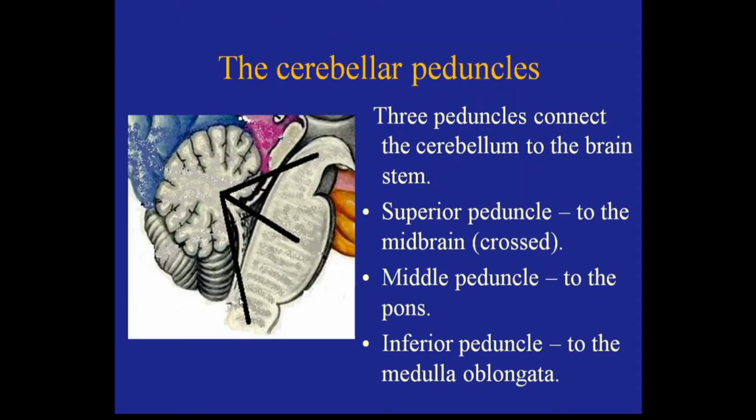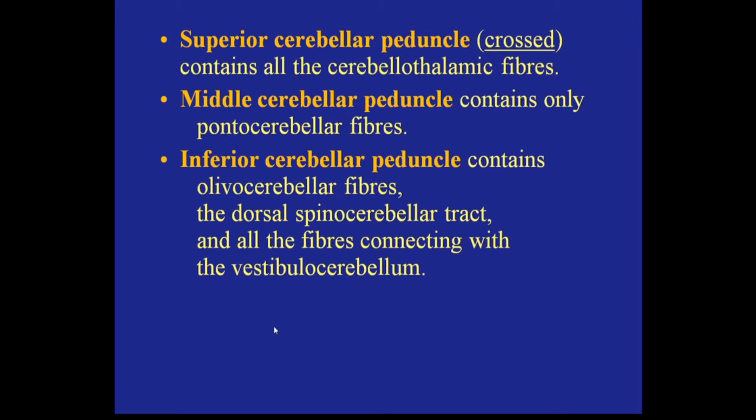The cerebellar peduncles. Three peduncles connect the cerebellum to the brainstem. The superior peduncle goes to the midbrain, and these peduncles are crossed. The name of this cross is Wernekinck's decussation. The middle peduncle goes to the pons, and the inferior peduncle goes to the medulla oblongata. The crossed superior cerebellar peduncle contains all the cerebellothalamic fibers. The middle cerebellar peduncle contains only pontocerebellar fibers. And the inferior cerebellar peduncle contains olivocerebellar fibers, the dorsal spinocerebellar tract, and all the fibers connected with the vestibulocerebellum.